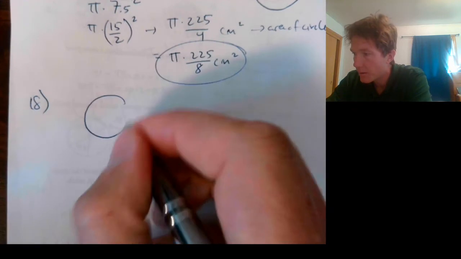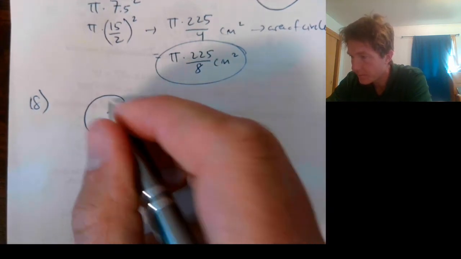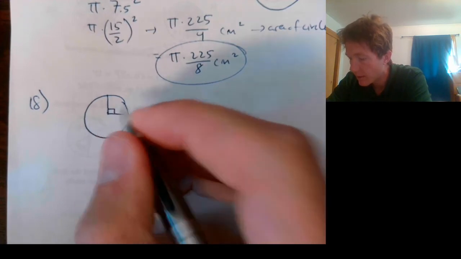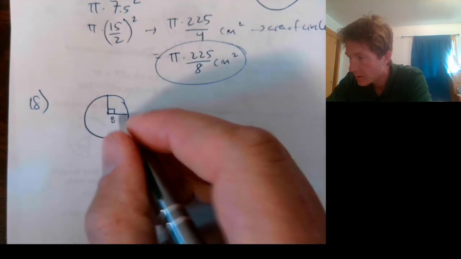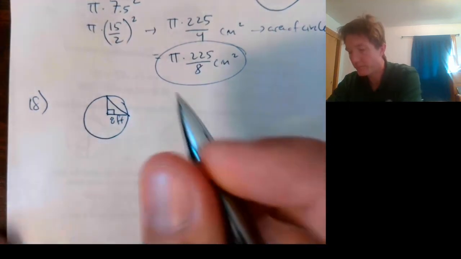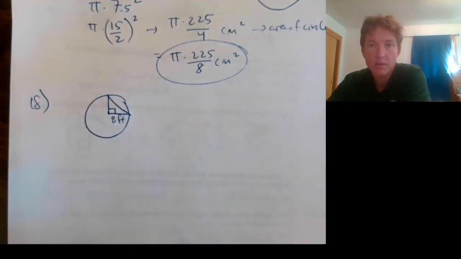Number 18 says, find the area of each shaded segment. Round your answer to the nearest tenth. So here we have a circle, and it's a right angle. Looks like the radius is 8 feet. Okay, so recall how to do these.